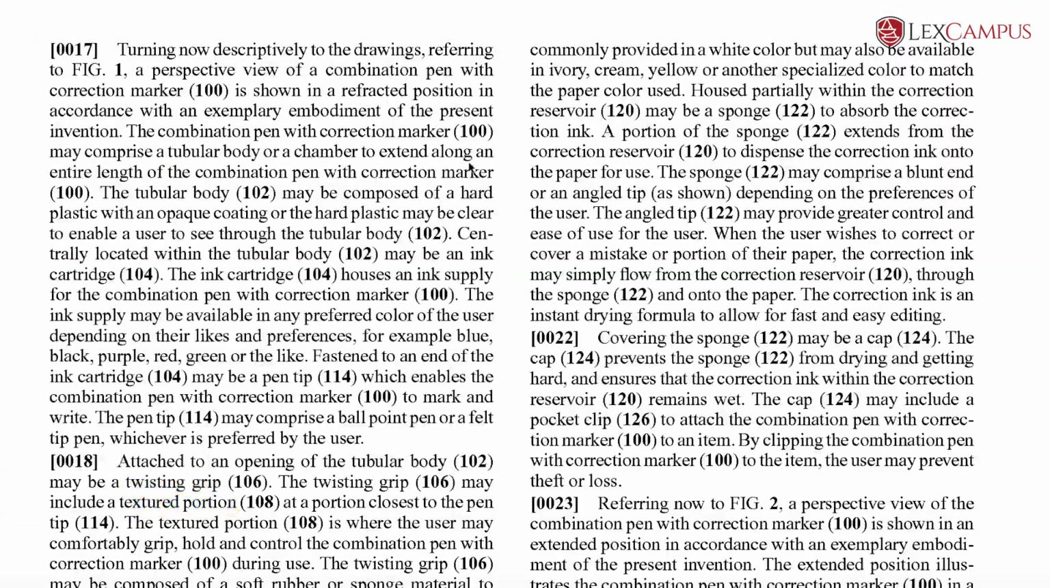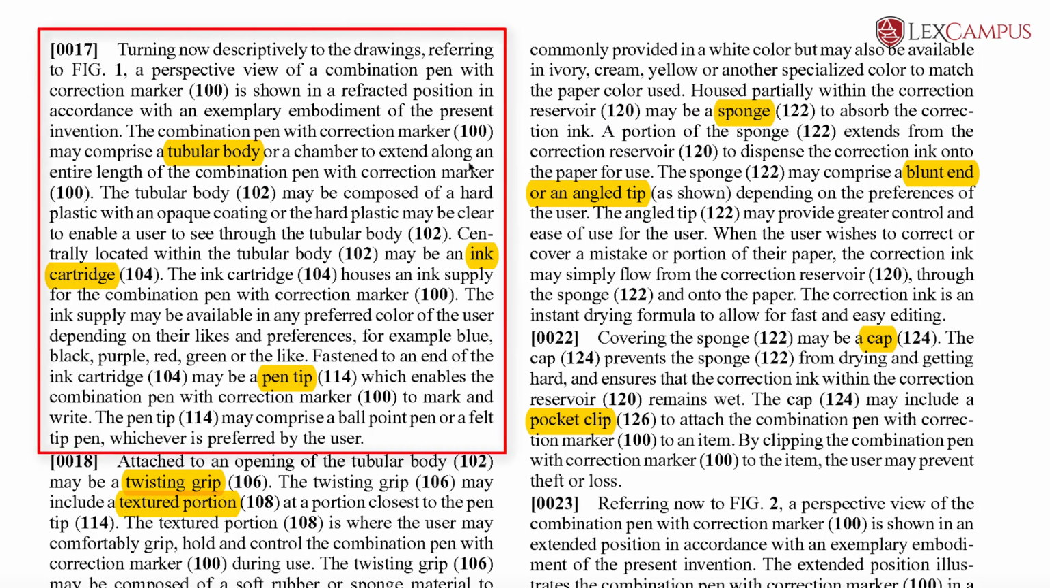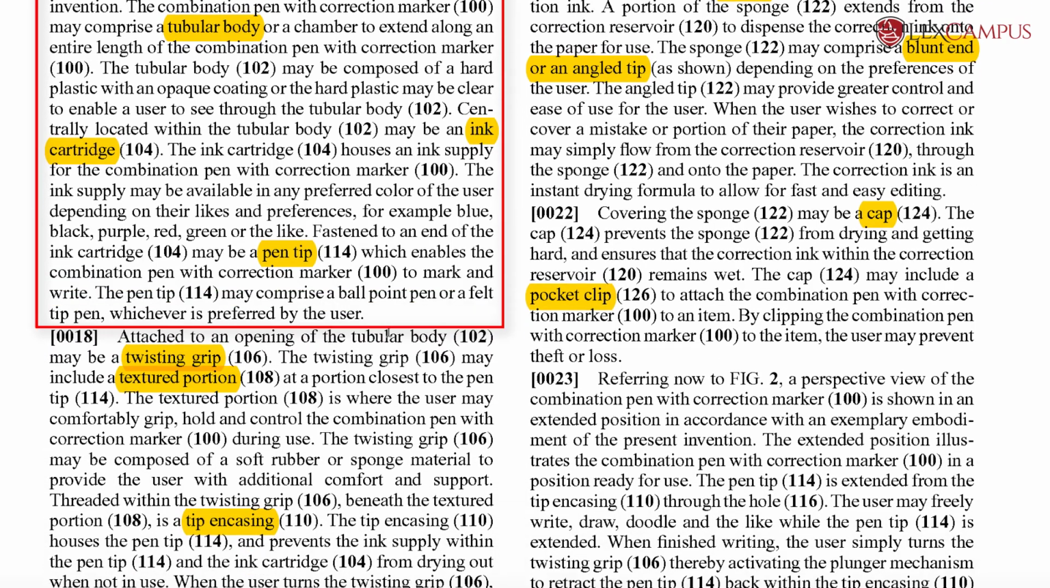In para 17, the combination pen with correction marker may comprise a tubular body. Now look at the language: may comprise a tubular body or a chamber to extend along an entire length, which is the main part of the pen. So the tubular body is recited. Further down, the next highlight, centrally located within the tubular body may be an ink cartridge. So the ink cartridge is mentioned. And further down, fastened to an end of the ink cartridge may be a pen tip.